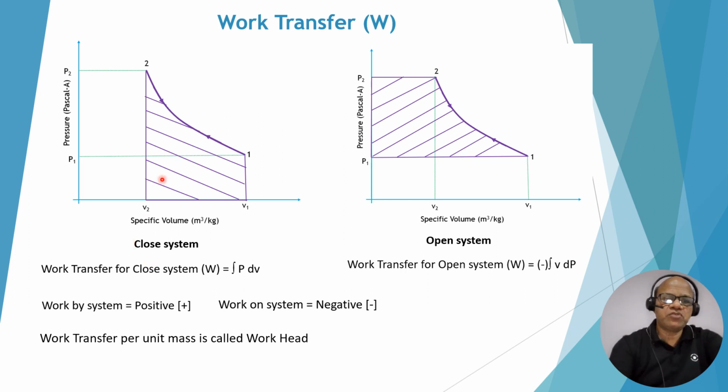Work transfer on the closed system is also shown on the PV diagram. The area under the curve on the x-axis is equal to the work transfer, which for the closed system is defined as the integration of PdV. In the case of the open system, it is defined as minus the integration of VdP, and the area under the curve on the y-axis, that is the pressure axis in the PV diagram, is equal to the work transfer for the open system. As per sign convention, work done by the system is positive and work done on the system is negative, and work transfer per unit mass is called work head or head.